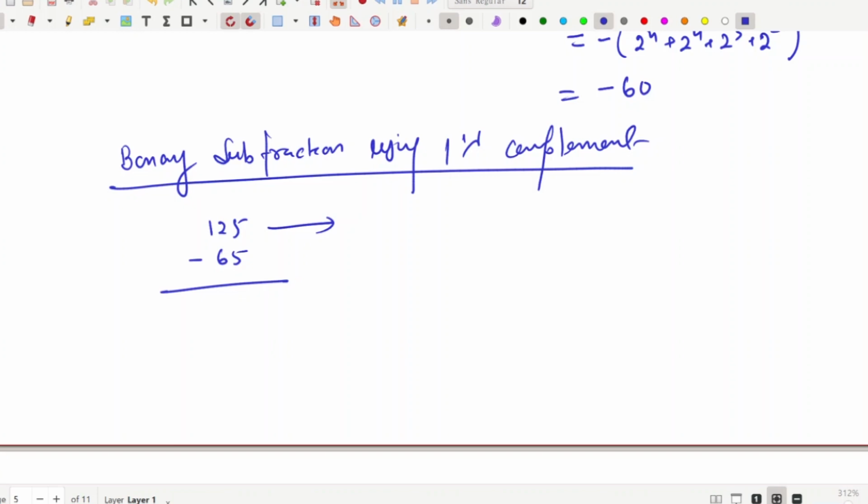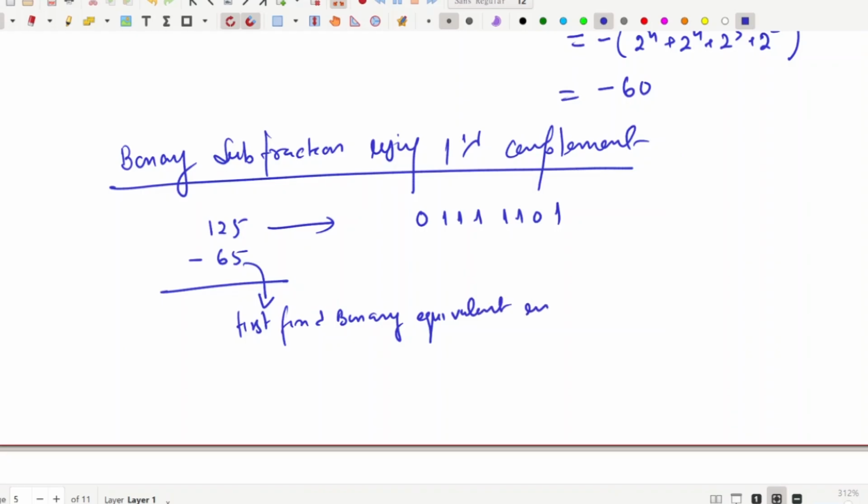What happens when we represent minus 65? For representing minus 65, we use the concept of 1's complement. So first find the binary equivalent of 65 in 8-bit format.